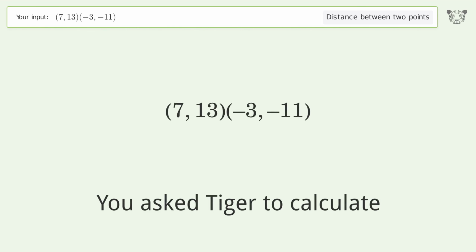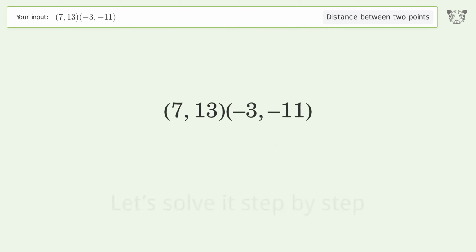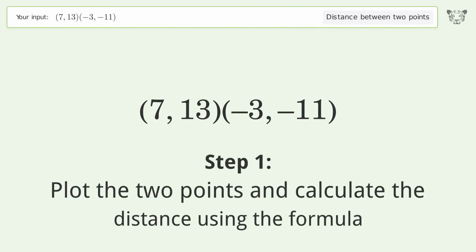You ask Tiger to calculate. This deals with the distance between 2 points. The distance between the 2 points is the square root of 676, or 26. Let's solve it step by step. Plot the 2 points and calculate the distance using the formula.